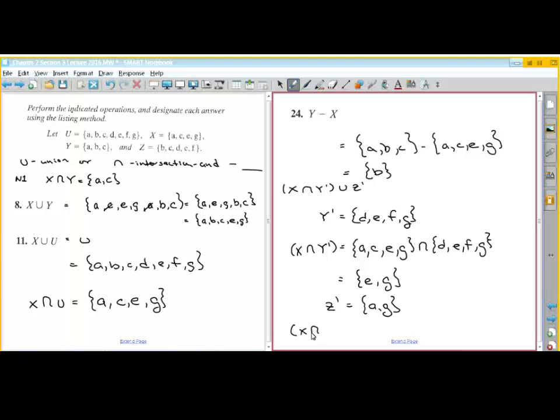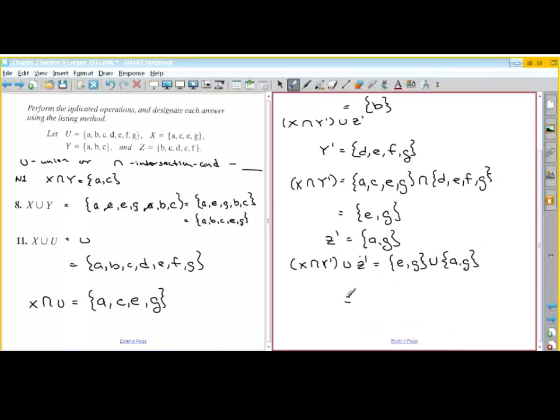And now we can do the final thing, which would be X intersect Y prime union Z prime. So you could compare this one with this one right here. Actually, those are the two we're comparing, but I'm just going to go ahead and write them out. So X intersect Y prime is the letters E and G, and that is in union with Z prime, which is A and G. So the union is where they can be in either one or the other.